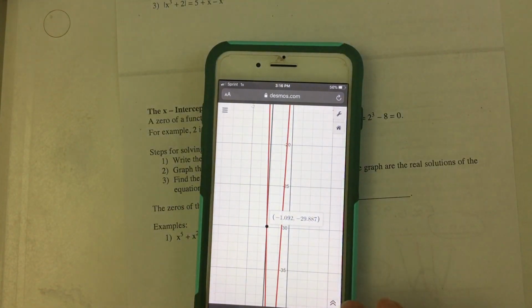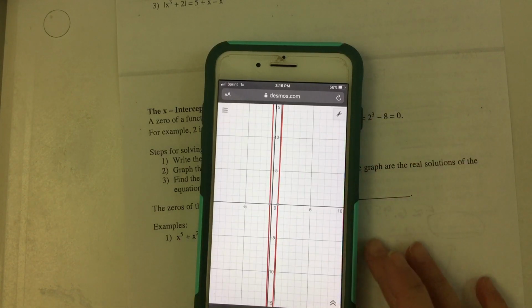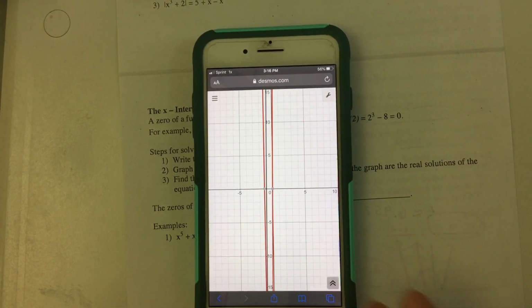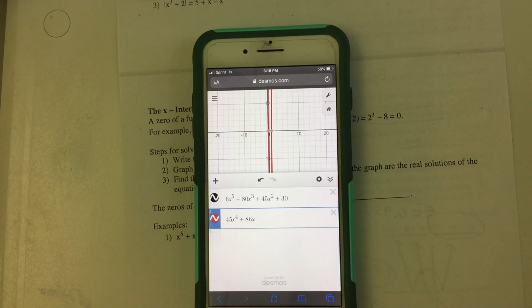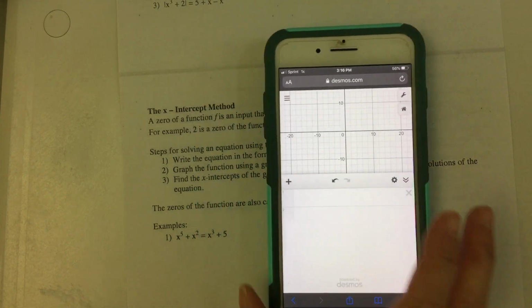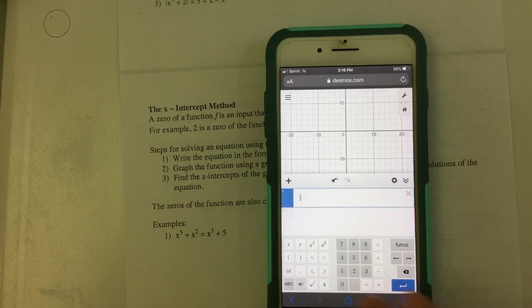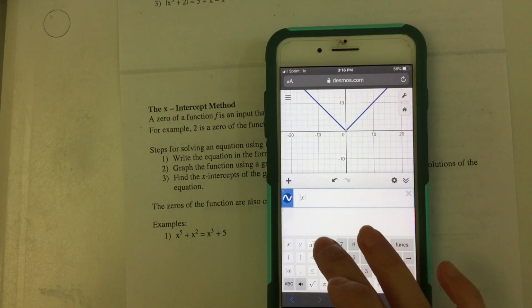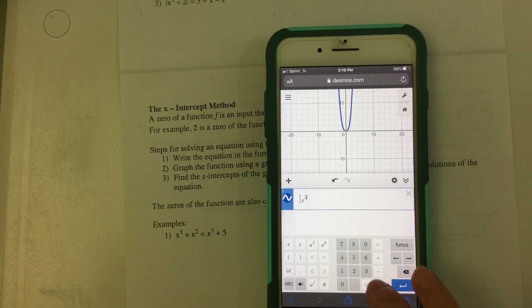Okay, one more with the intersection method. Here I zoomed in and zoomed out like crazy. To go back to a normal screen, just hit home. To erase and get rid of those equations, I hit the double arrow, hit the X, and hit the X. Last one: absolute value, x to the power of 3 plus 2, close it.